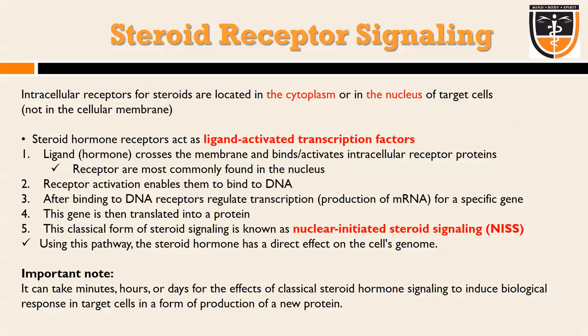Now, receptors will also most commonly be found all the way in the nucleus. Receptor activation will enable them to bind to DNA, and after binding to DNA, these receptors will regulate transcription. What they're going to do is regulate the transcription of different genes. Now, this gene, of course, is translated into protein, and the classical form of steroid signaling is known as nuclear-initiated steroid signaling, or NISS, which is the signaling through the nucleus. Using this pathway, the steroid hormones will have a direct effect on the cell genome.